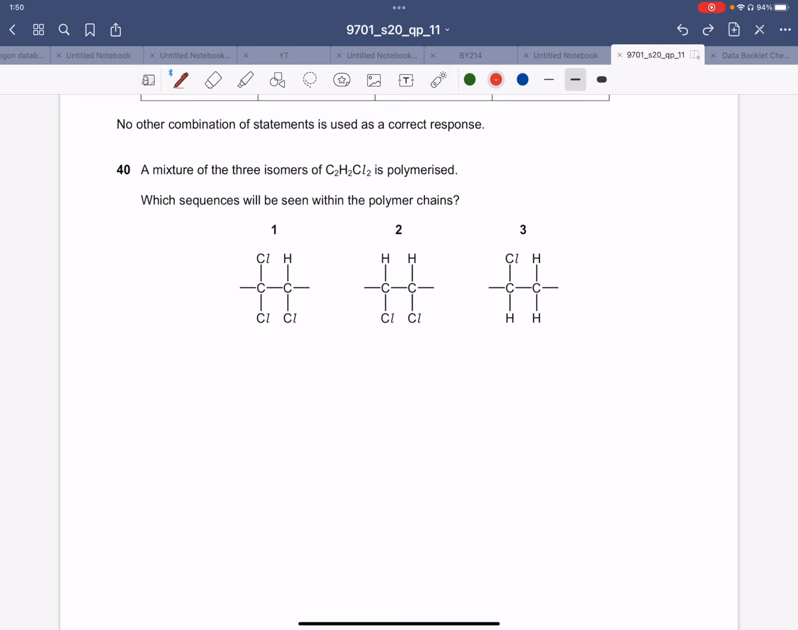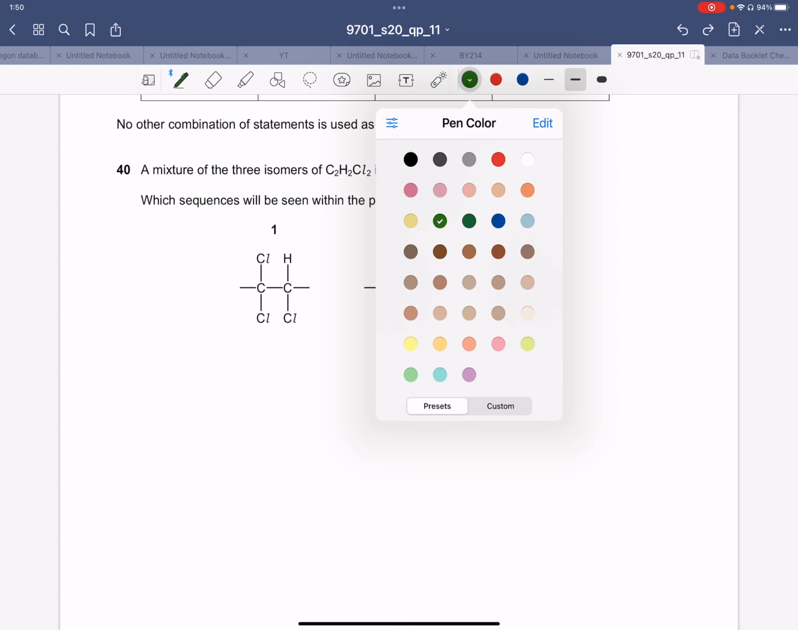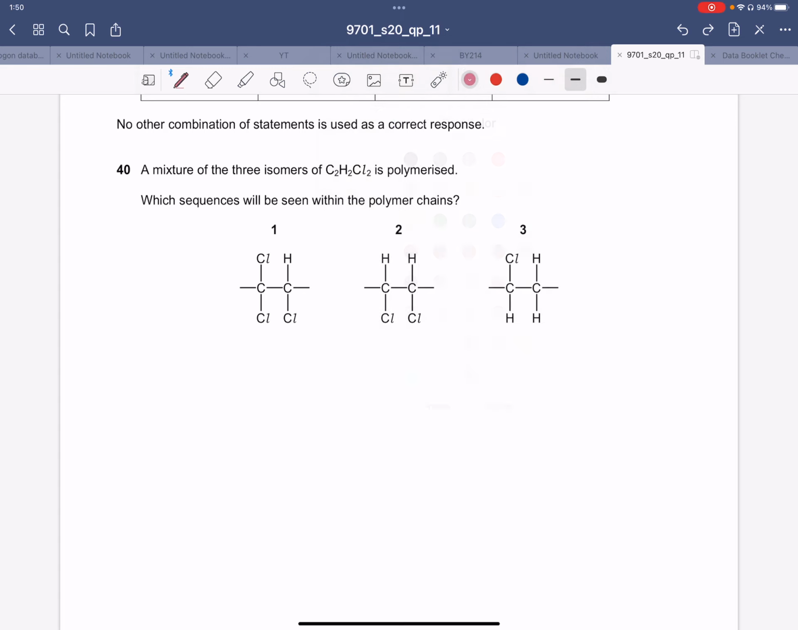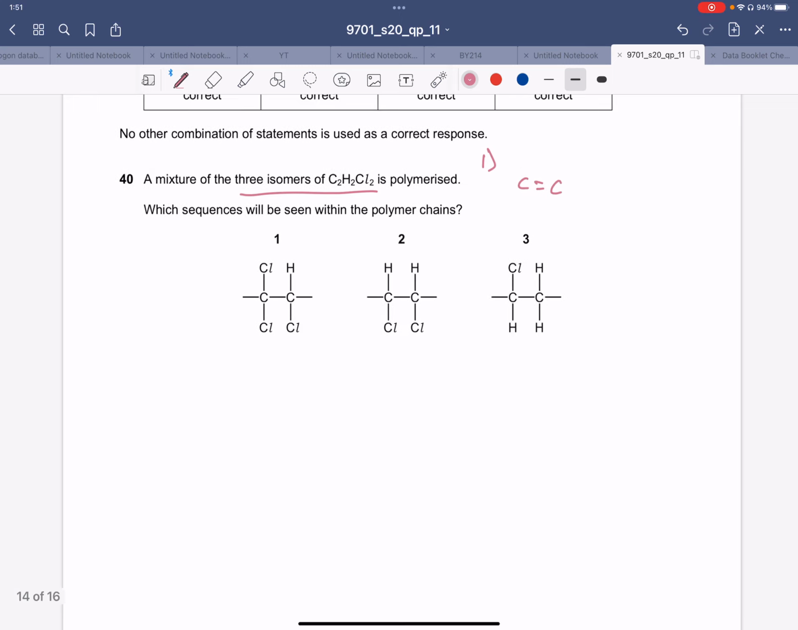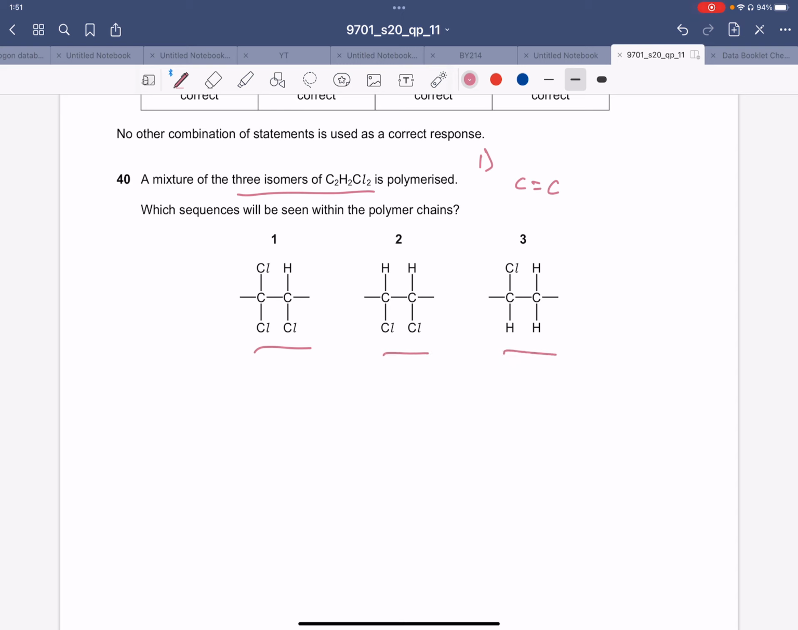Okay, so a mixture of the three isomers of C2H2Cl2 is polymerized. Let's end this one with pink, let's say. So of that, the three possible ones you actually can get are here. First of all, you know from the answer choices that this is going to be addition polymerization. So you should start out by drawing that double bond.